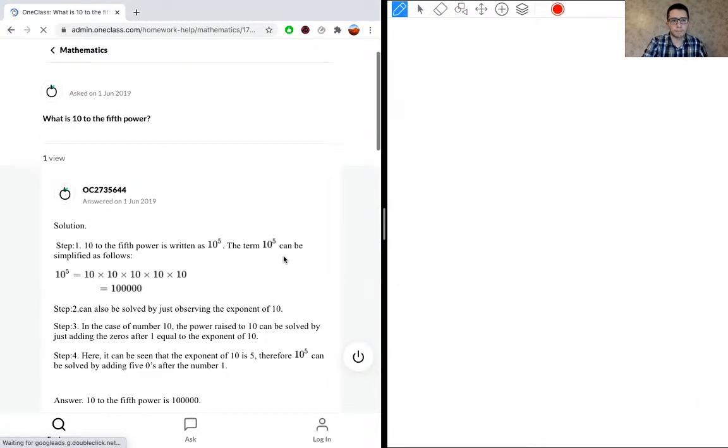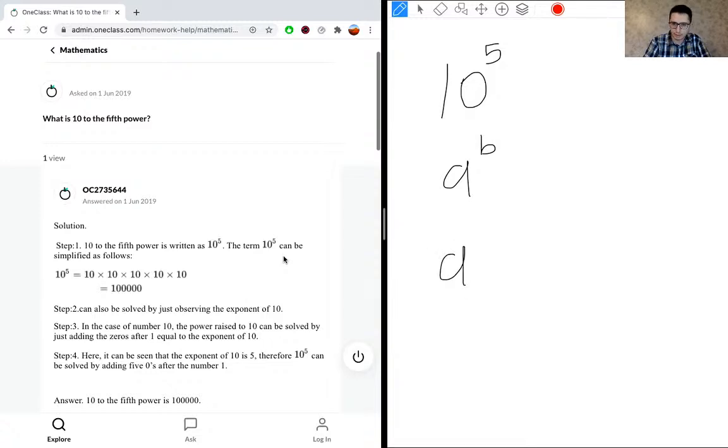Okay, so the next question here is asking us what is 10 to the 5th power? So 10 to the 5th is just 10 to the power 5. And for any value a to the power of b, we would have a times itself, b times. So let's say b was equal to 3, that means a to the b is equal to a times a times a. So we'll apply the same idea here.